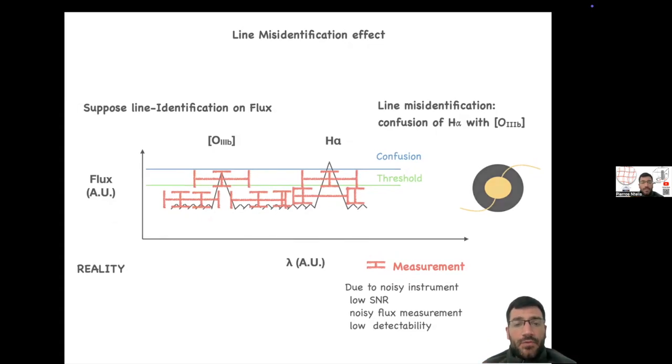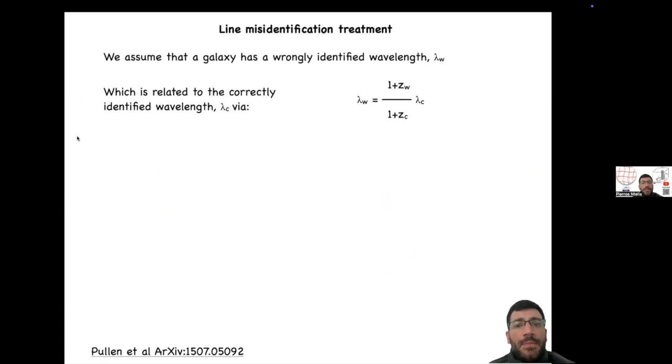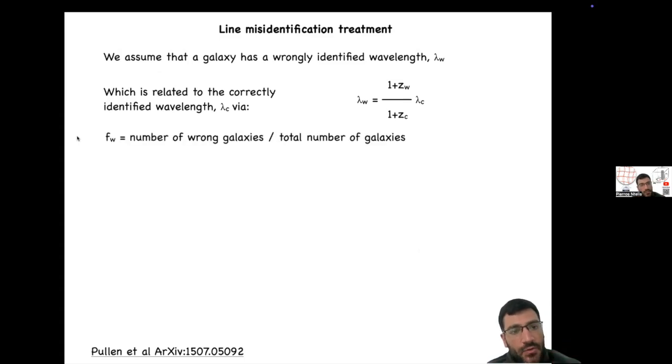However, there is a treatment for this problem, and it works like this. A line misidentification treatment works as follows. We assume that a galaxy has a wrongly identified wavelength, lambda_w, which is related to a correctly identified wavelength, lambda_c, via this formula, where we know the redshift of the wrong galaxy and the redshift of the correct galaxy. Then we have to model the fraction of wrong galaxies over the total number of galaxies in our sample.